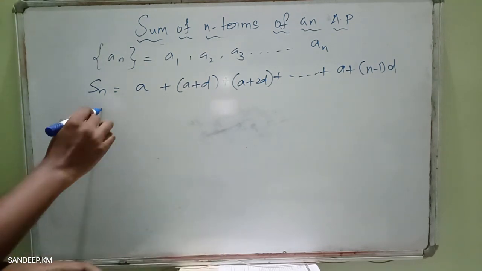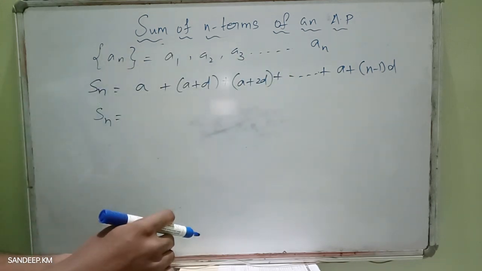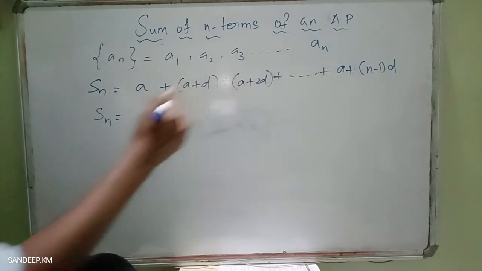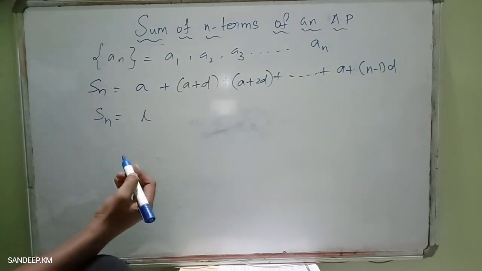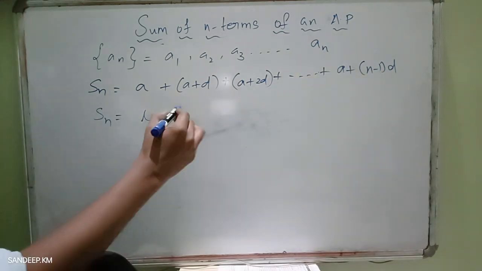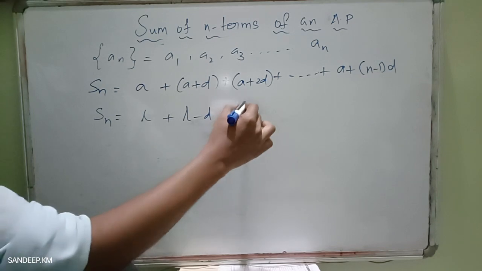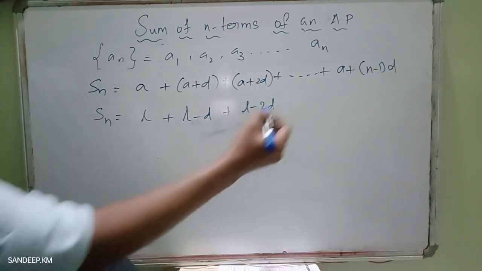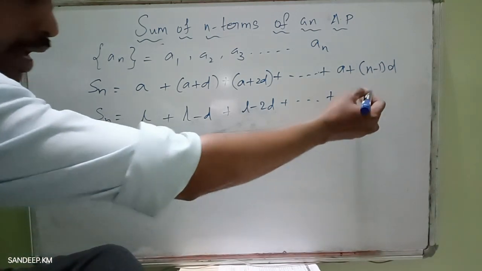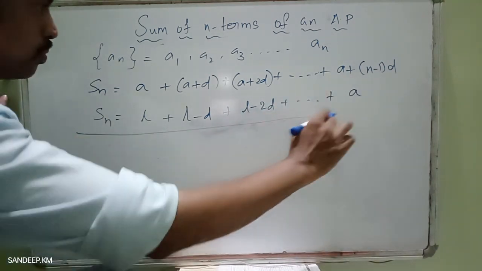Now let me rewrite the same sum of n terms by reversing them. And in the previous video we have seen that the last term can also be taken as L. And the second term from the last is L minus d. The third term from the last is L minus 2d, and so on. The nth term from the last is a itself. Let me add these two.